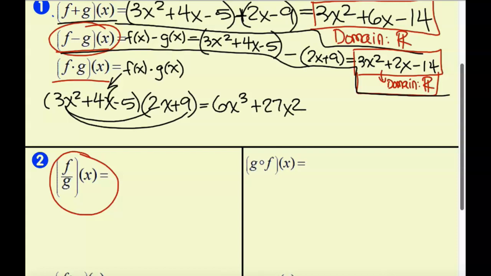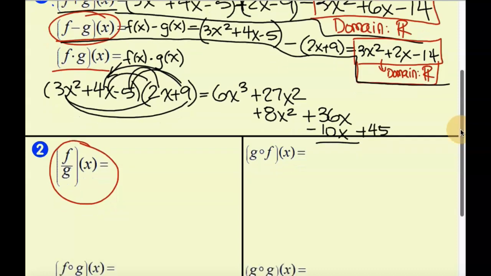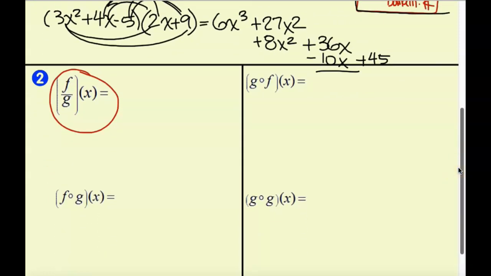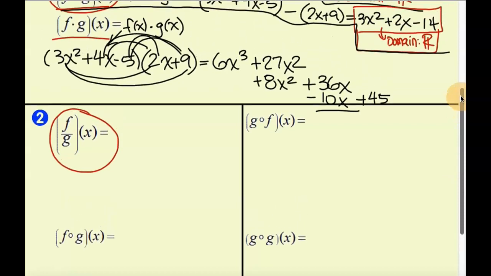And then I would distribute the 4x to the 2x and the 9. And that would give me 8x squared. I'm going to put the 8x squared under the 27x squared, just kind of line those up. And then 36x. And then if I distribute the negative 5, I get negative 10x and also positive 45. That should be a negative 45. I'm going to change that here in just a second.